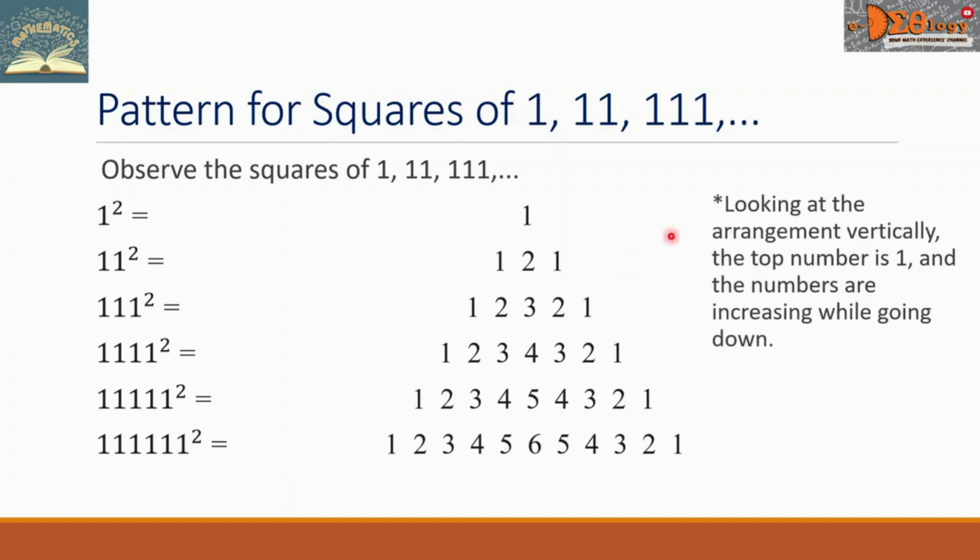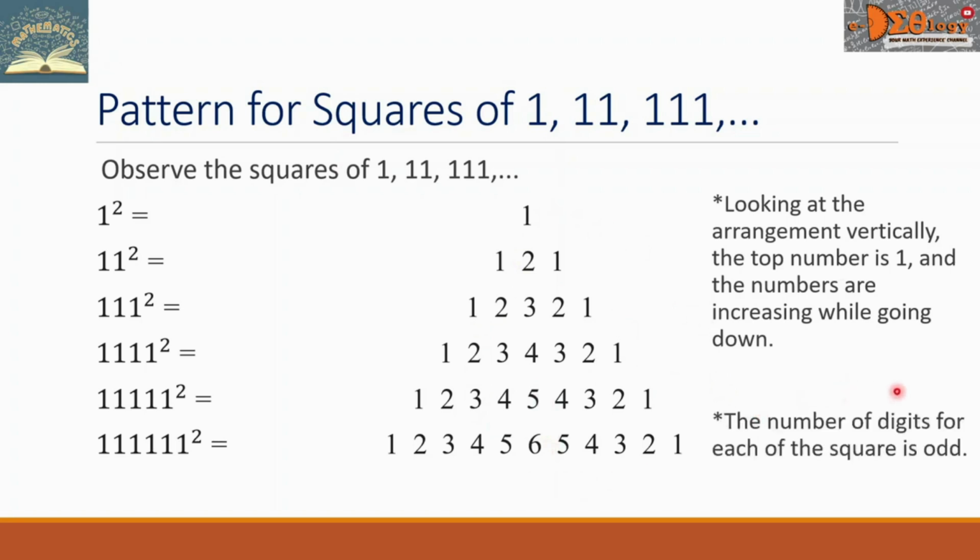Now looking at the arrangement vertically, the top number is 1 and the numbers are increasing while going down. For the first number here, it is 1. For this column, we have 1 and 2. For this column, 1, 2, 3. This column, 1, 2, 3, 4. This column, 1, 2, 3, 4, 5. And this column is in the middle. So we see that 1, 2, 3, 4, 5, 6. All the other columns follow the pattern.